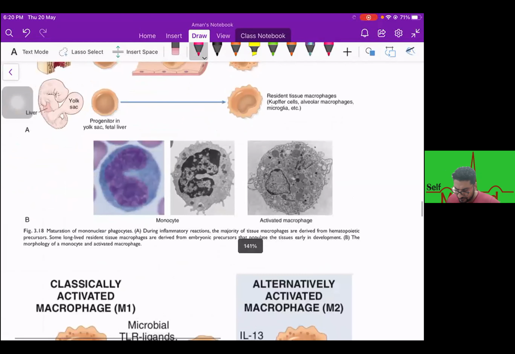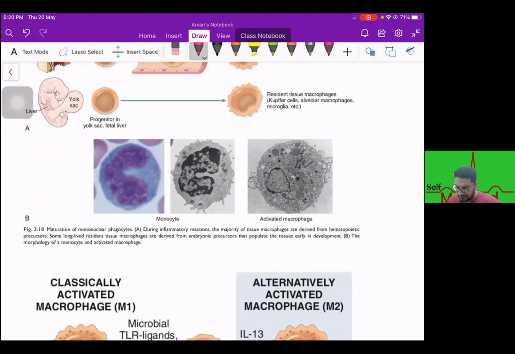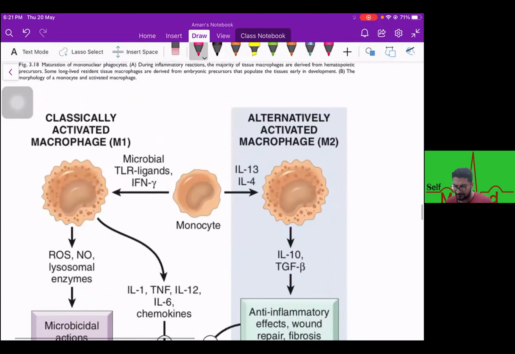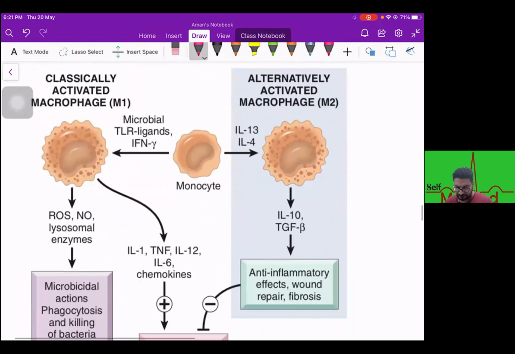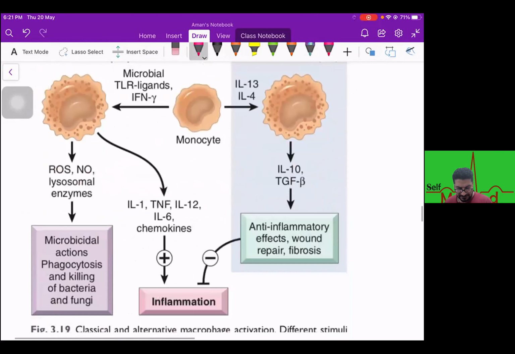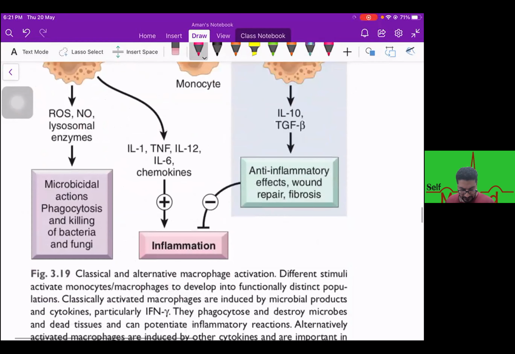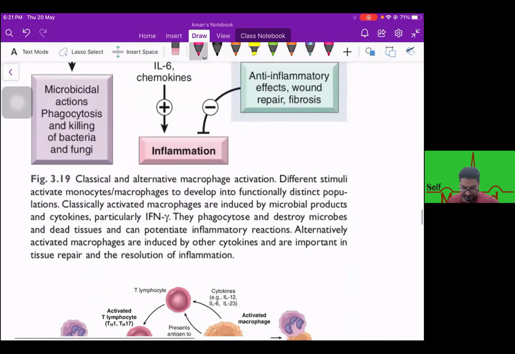Let me move ahead. If I show you, you can see the stages. Initially you will see monocytes. These monocytes will convert into macrophages. So monocytes are the precursors of macrophages, ultimately converting into macrophages. This we have already discussed: the classical complement pathway and the alternate complement pathway.